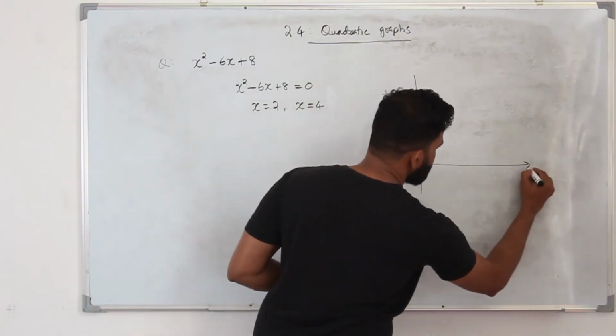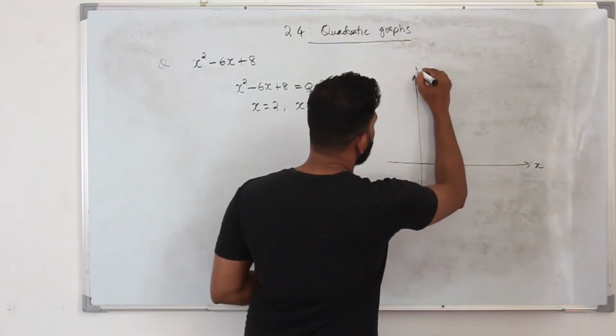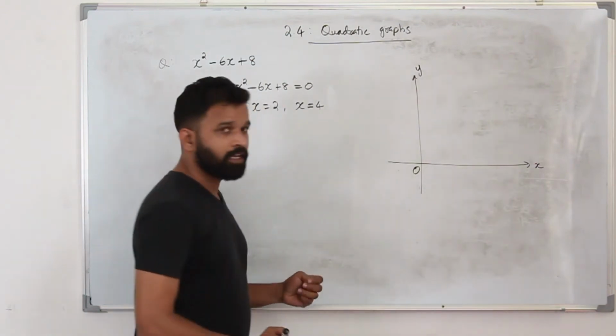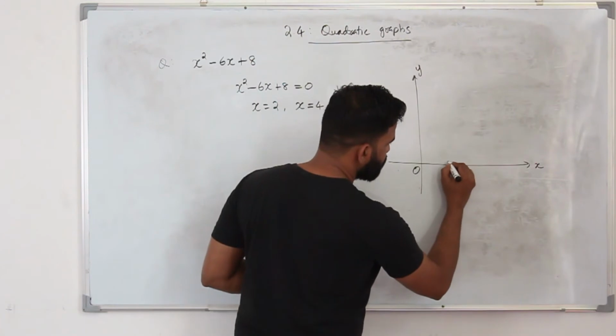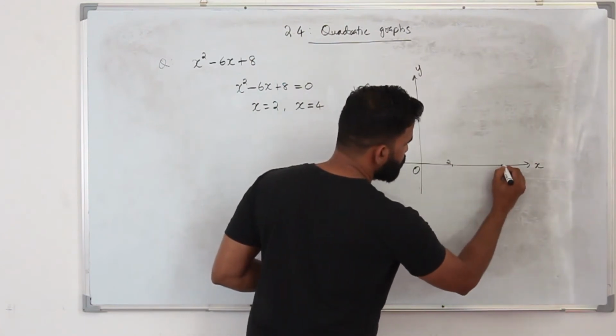X and y axis, xy plane. Label the axis. Now take this point (2, 4). Let's say 2 is here and (3, 4) is here.